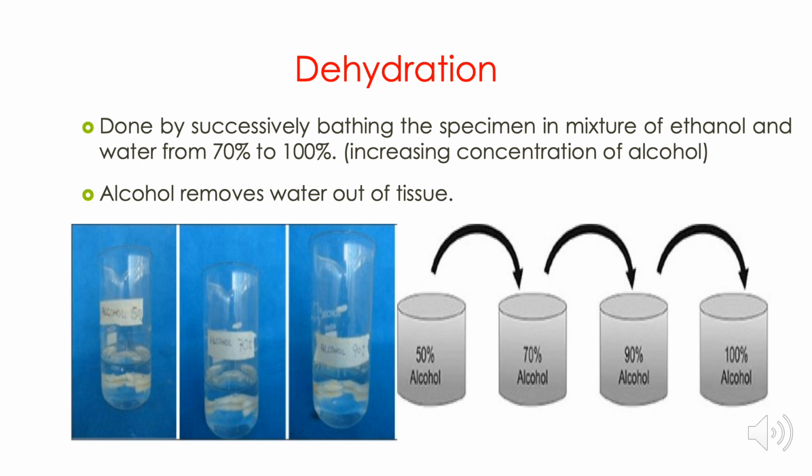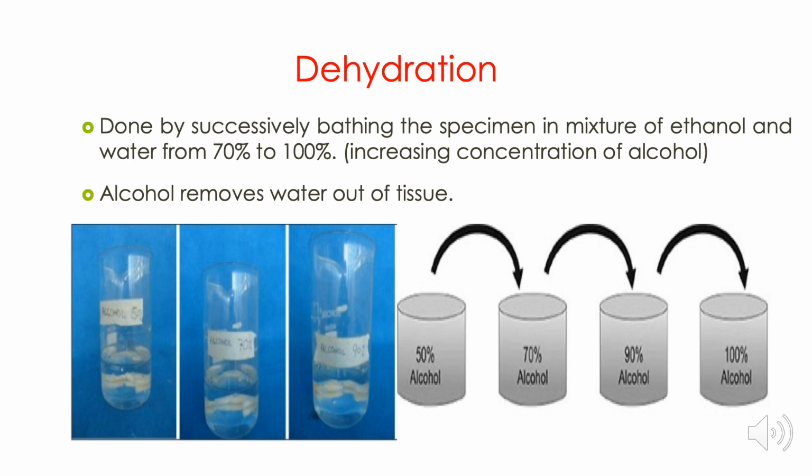We do dehydration by successively dipping or bathing, okay, the tissue in a mixture of alcohol. Okay, and the most commonly used alcohol is actually ethanol. It's mentioned in the PPT, ethanol and water. Why do we have to use water? Because dehydration starts with using a lower concentration of alcohol. So we can use 50% or 70%. Okay, and since when you say 50 or 70%, that's a diluted form of alcohol, so there's water in it.